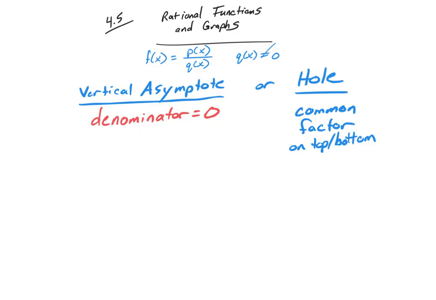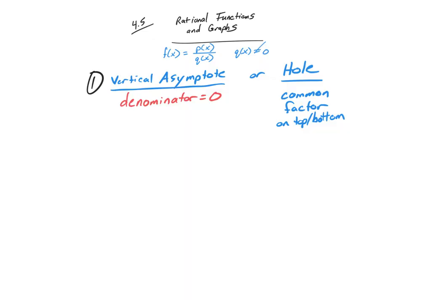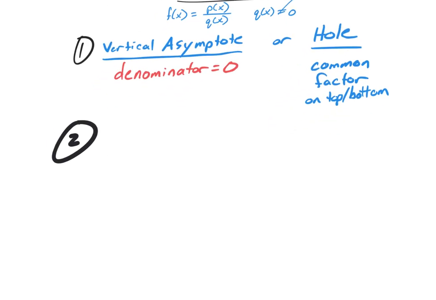Does it have a vertical asymptote? Does it have a hole? Okay. And I'm going to kind of list these out. That'll be the first thing we're going to look for. The second thing we're going to look for is a horizontal asymptote.